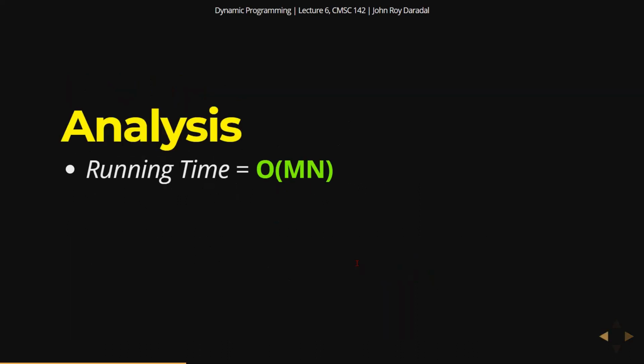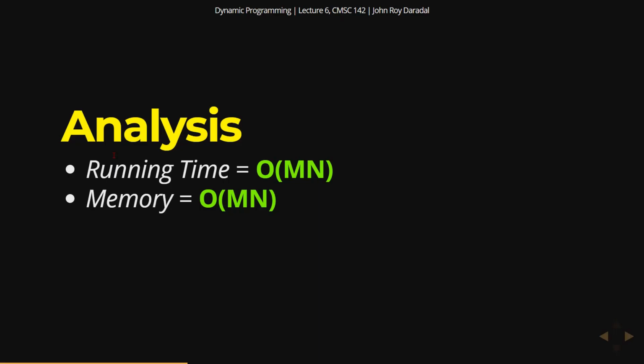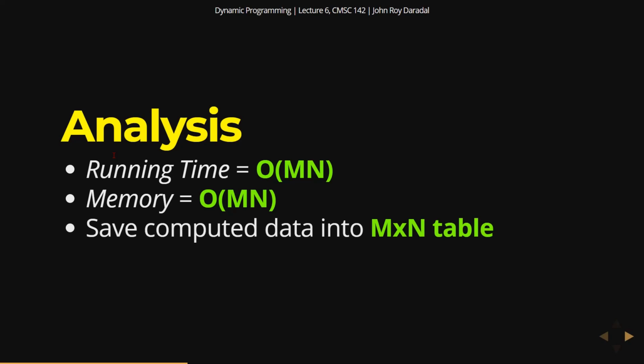Okay, so the running time of this algorithm is O of mn, and then the memory is also O of mn because we use an m by n table, this one, right? So you have an additional memory of m times n, where m again is the length of the first string and n is the length of the second string. Okay, so you save the computed data in the m by n table. That's why we have this memory consumption.